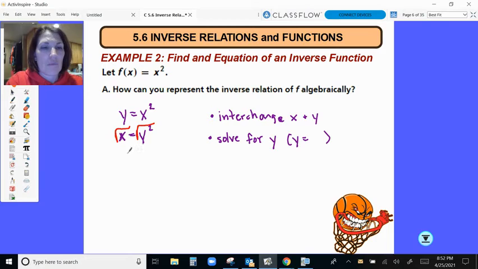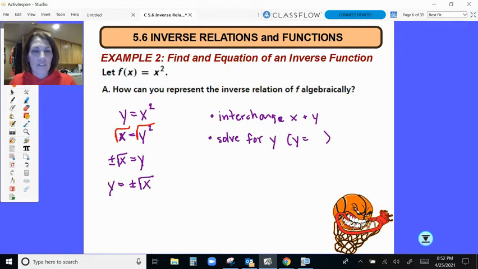Okay. So I end up with y equals. And if I take the square root, I'm going to have plus and minus the square root of x. So I'm just going to rewrite this as y equals plus and minus the square root of x. Okay, and that's how you do that. So that's my inverse. So this is my function, y equals x squared. And this is my new inverse relation. It's actually not a function. So we'll look at that in a minute.